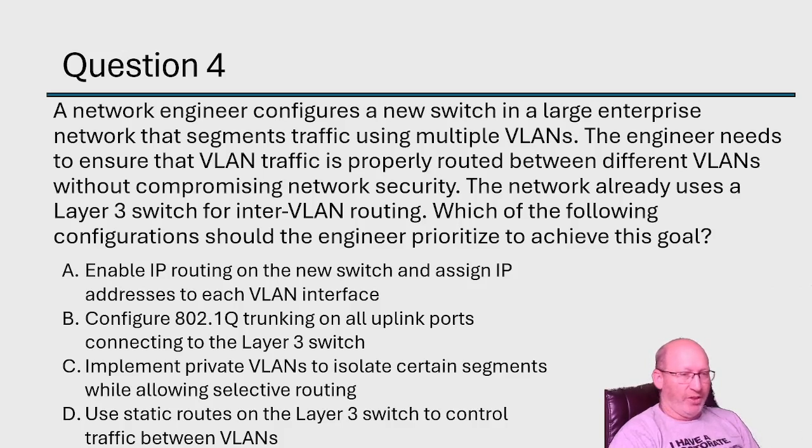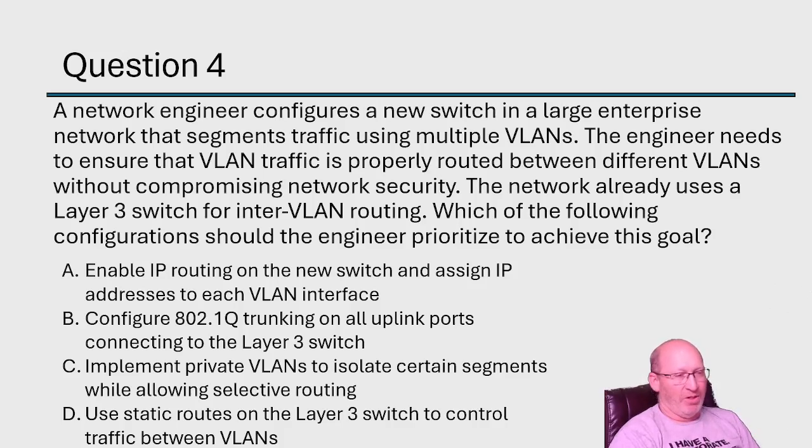Okay, B: configure 802.1Q trunking on all uplink ports connecting to the layer 3 switch. While it is essential for passing VLAN traffic, it doesn't directly address our security issue. It doesn't address our segmentation issue. It doesn't address what we're trying to achieve, which is the goal, right? Without compromising network security. It's not a bad answer, but it has nothing to do with security, right? In this aspect of it. So definitely something I would think about.